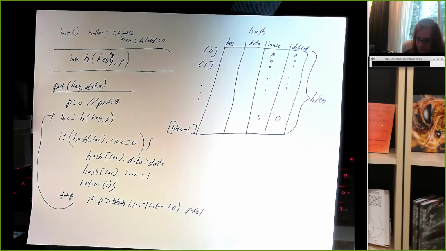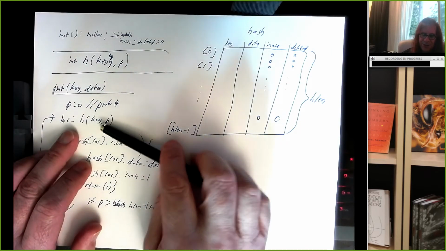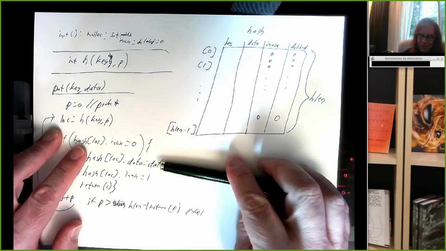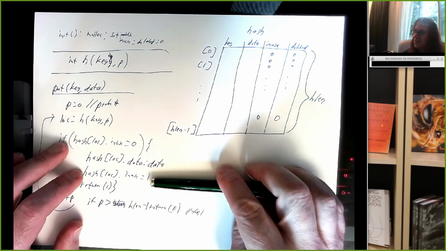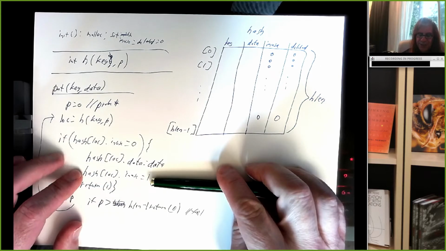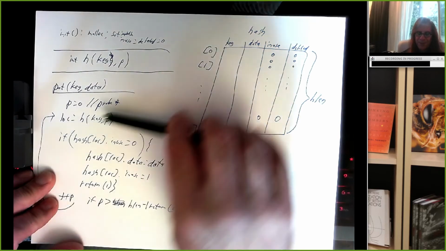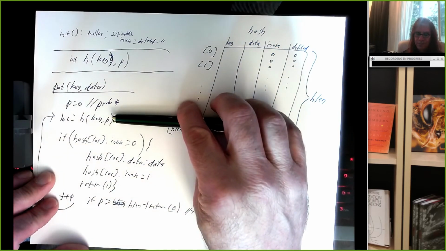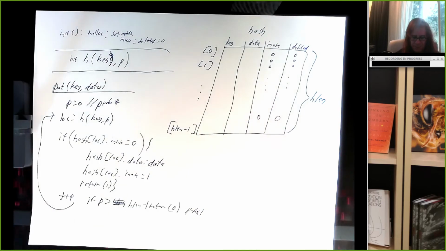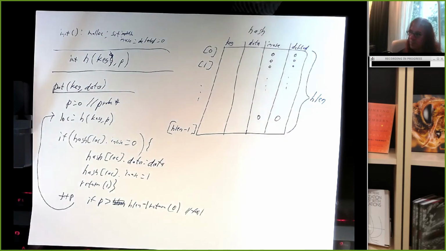But that's pretty much your whole put function. It's pretty straightforward, right? If we didn't have collisions, we would simply hash our key to a location, store our data at that location, and set the in-use flag. We just have to do this extra bit to see before we store, is that location already in use? And if it is, bump up P and hash again. So that's the put function, and it's pretty straightforward, particularly compared to fetch.